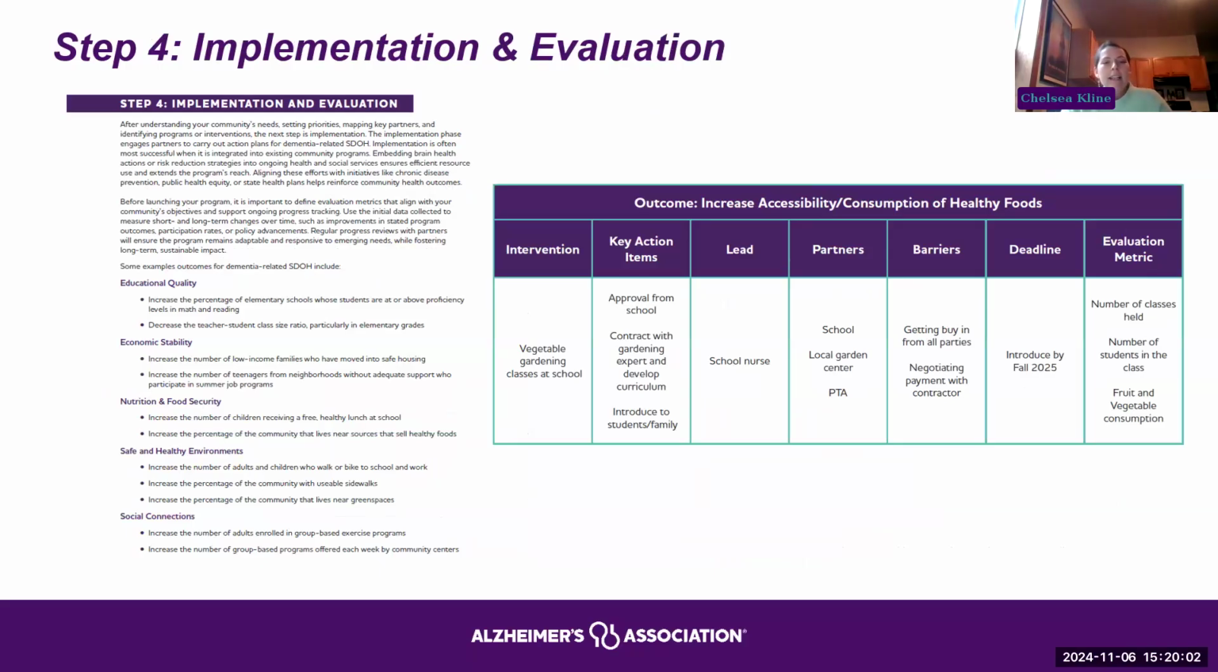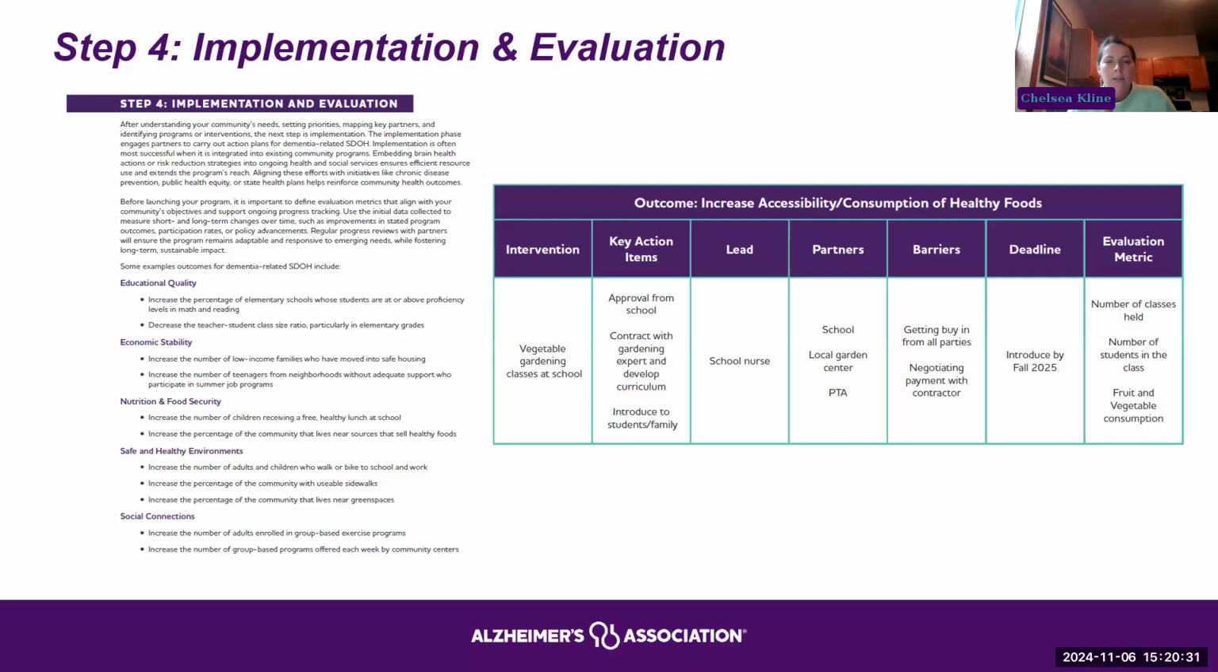And then step 4 is implementation and evaluation. So you've identified your need, mapped out your partners, understood what are the programs or interventions that could be implemented to address that need. And now it's time to implement and evaluate. And the step before that is really identifying what are those key outcomes that you'd like to be measuring during your implementation and evaluation. We've listed a number of those in the toolkit as examples.